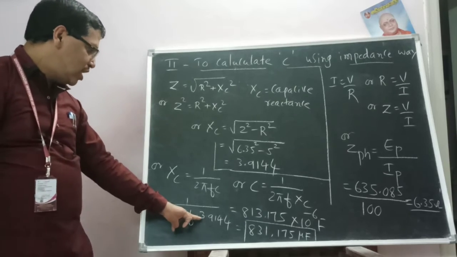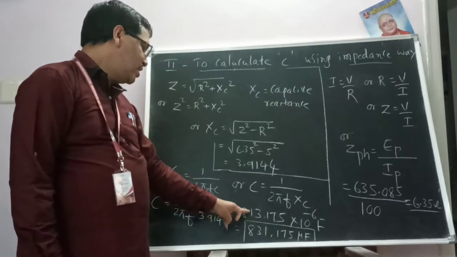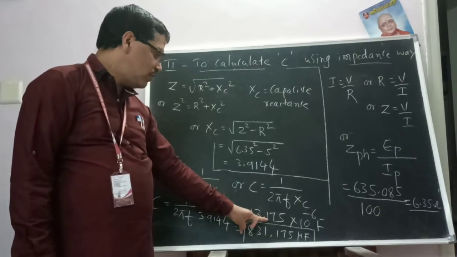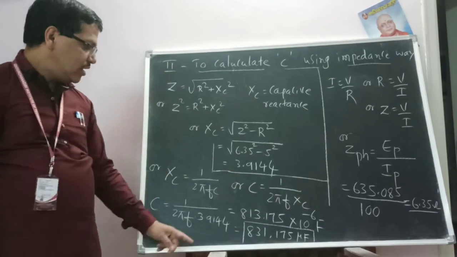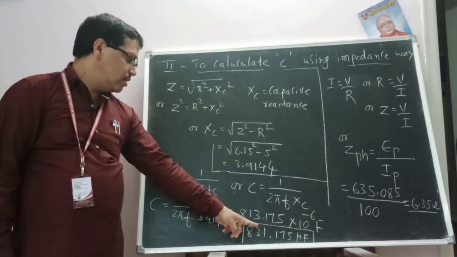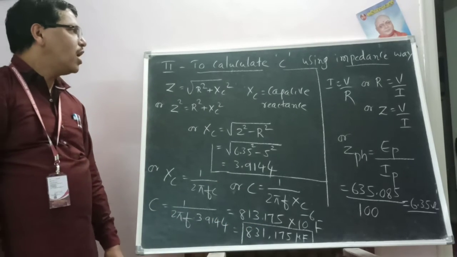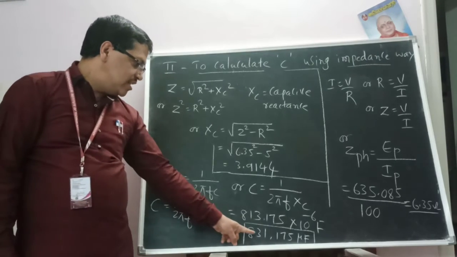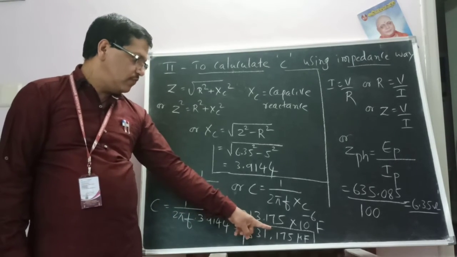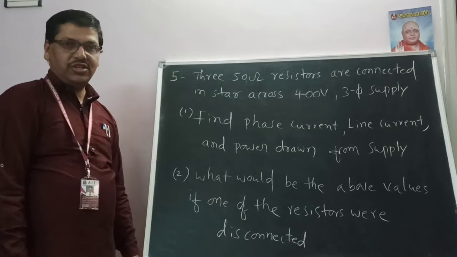Multiplied by 3.9144, that answer is 813.175 into 10 raised to minus 6 farads. The final answer is 831.175 microfarads. So from this, the R value is 5 ohms and the C value is 831.175 microfarads. That completes the problem connected to the star connection.